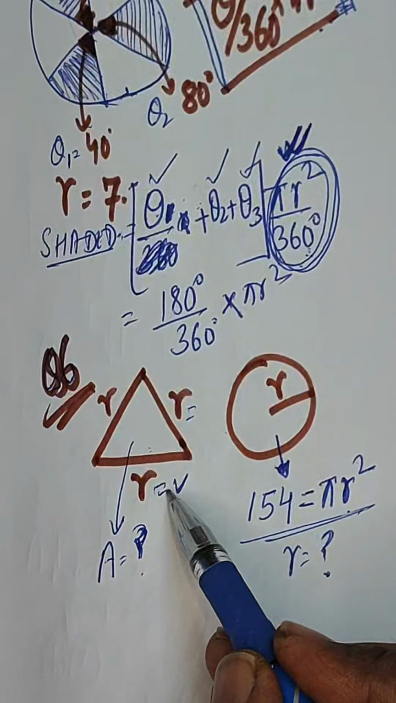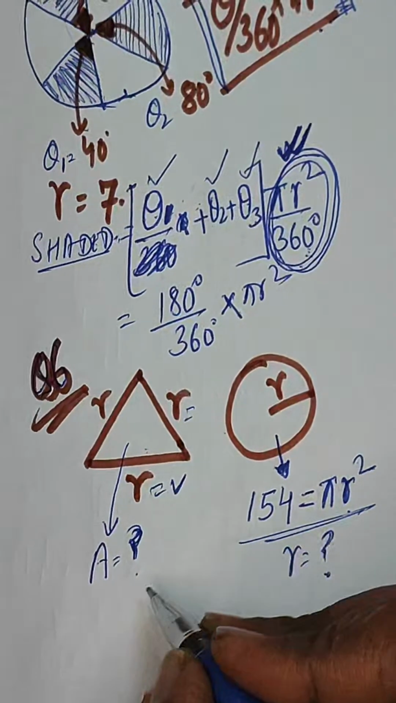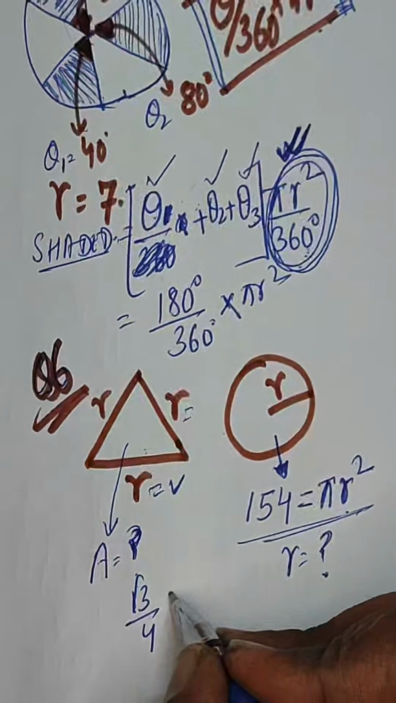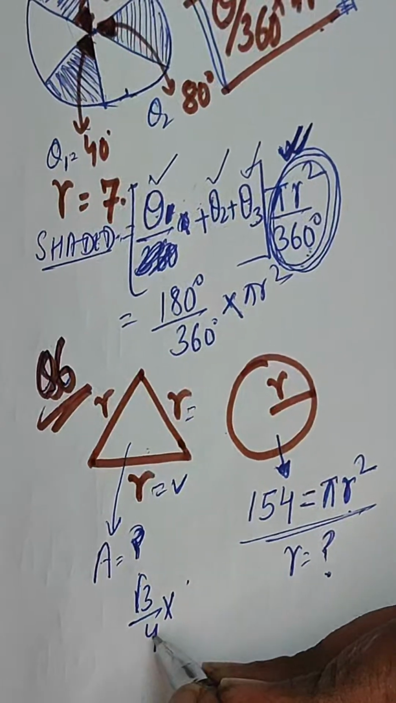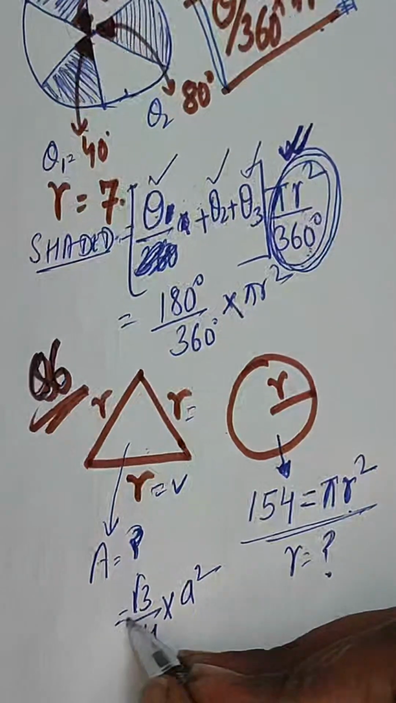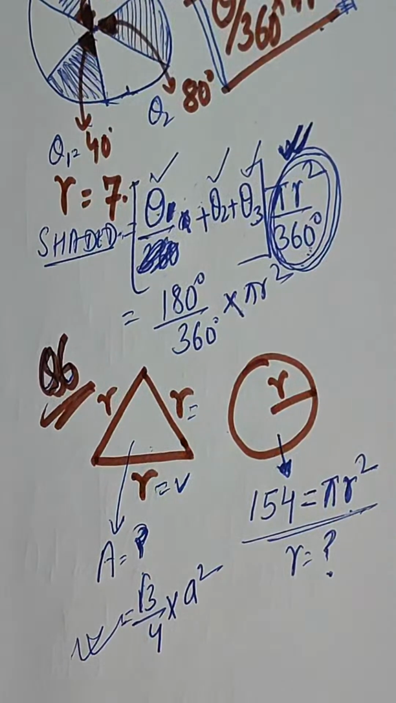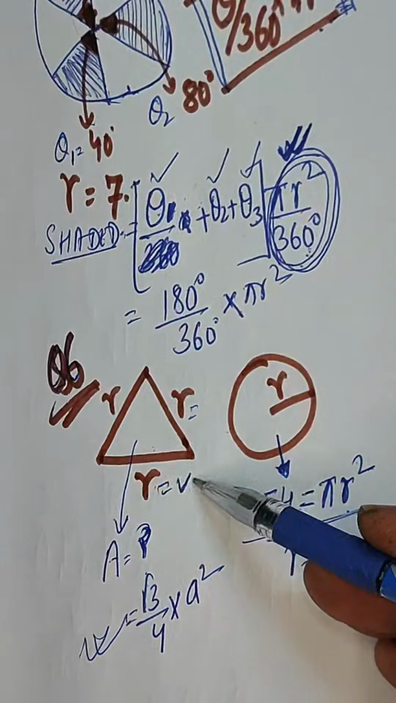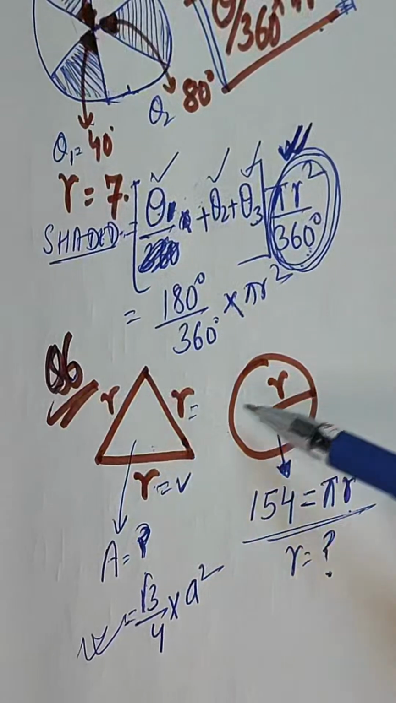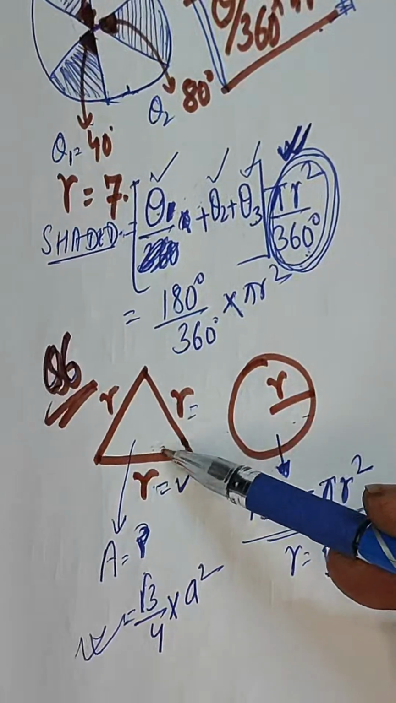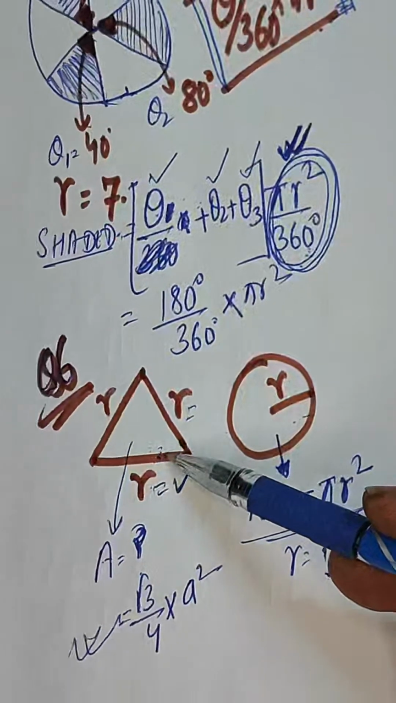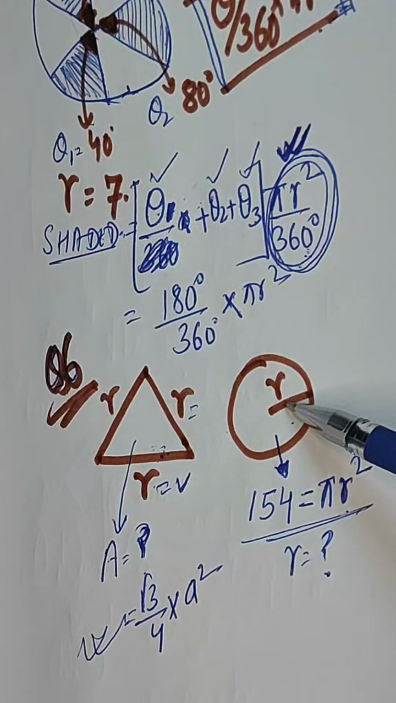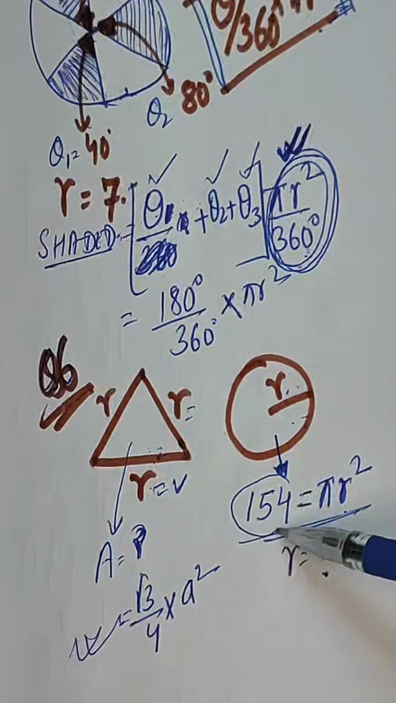Directly the side of the equilateral triangle is not given to you. Otherwise you can use the formula root 3 by 4 into side square to calculate the area of the equilateral triangle. But the side is not given. A relation is given that the side of the equilateral triangle is equal to the radius of this circle, and even the circle radius is not given to you. It's given the area of the circle.